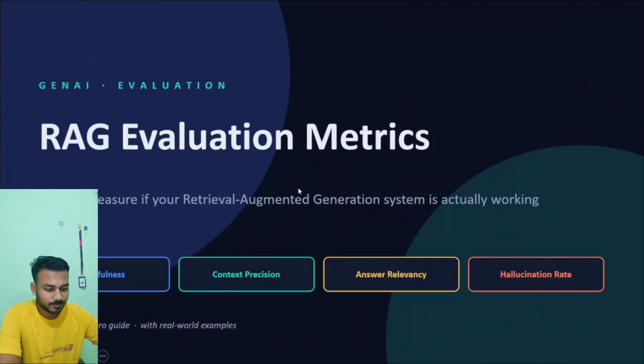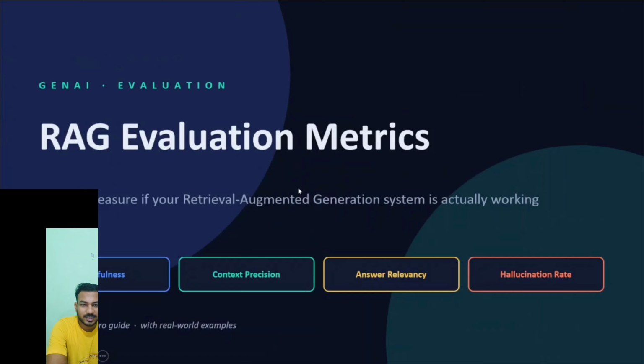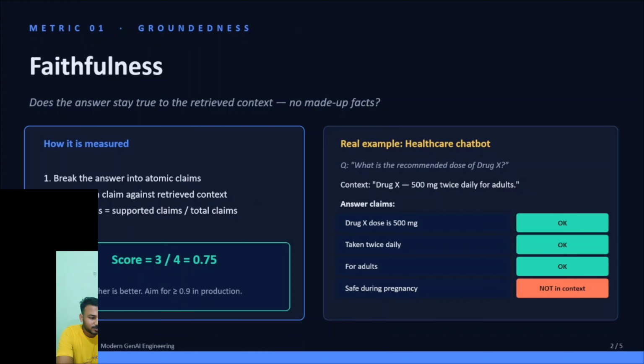We are building any kind of chatbot and retrieving the context from an external knowledge source. Then how are we going to measure your chatbot performance? Let's start. Basically, there are 4 evaluation metrics used to evaluate your chatbot performance: faithfulness, context precision, answer relevance, and the hallucination rate.